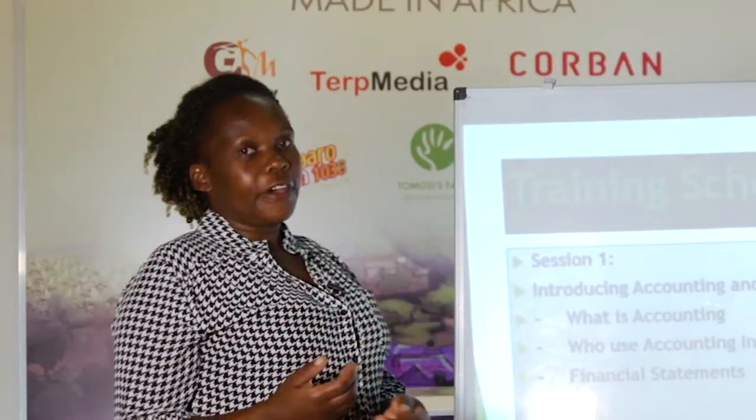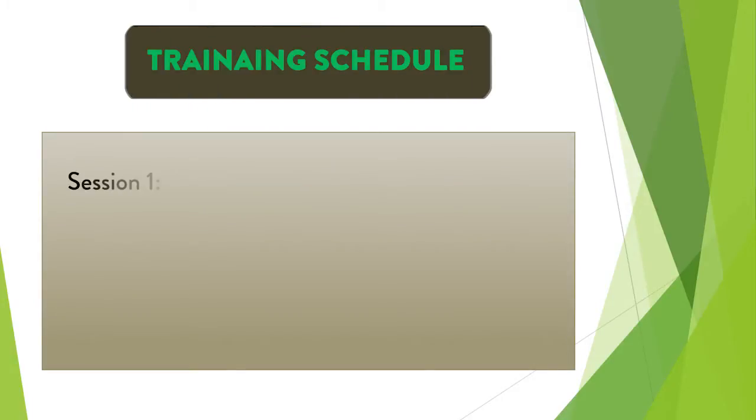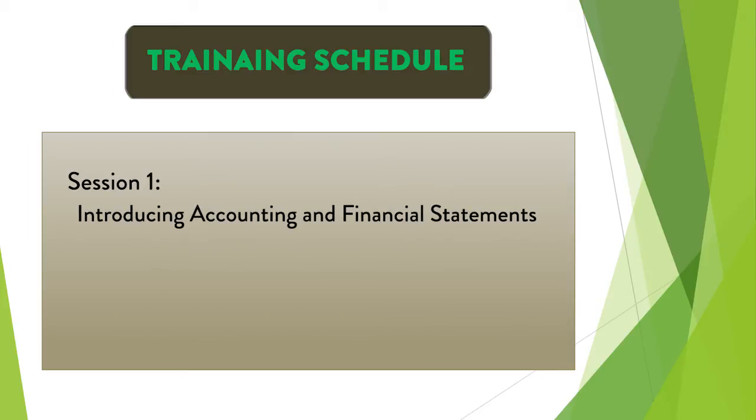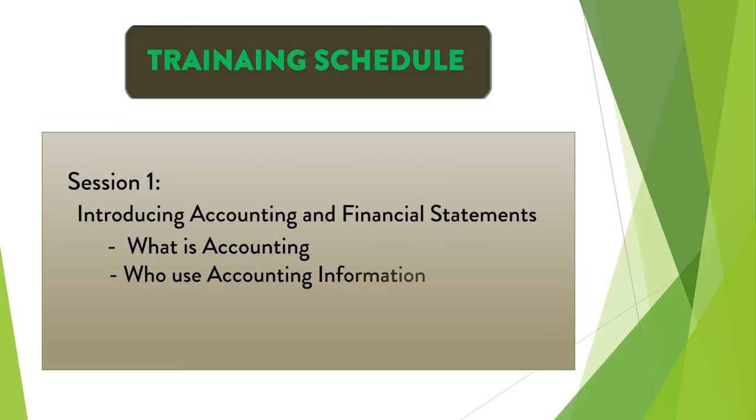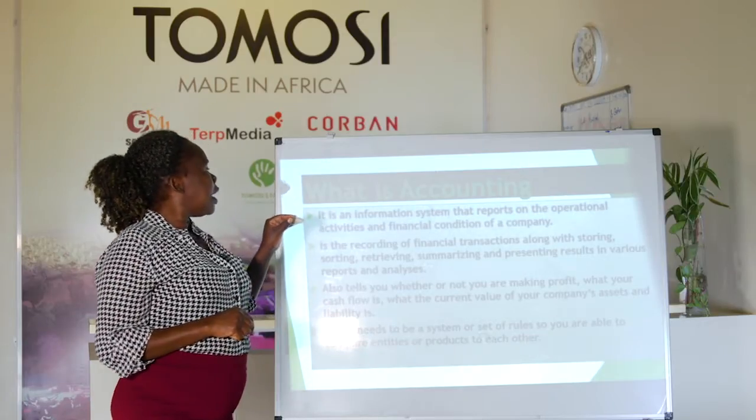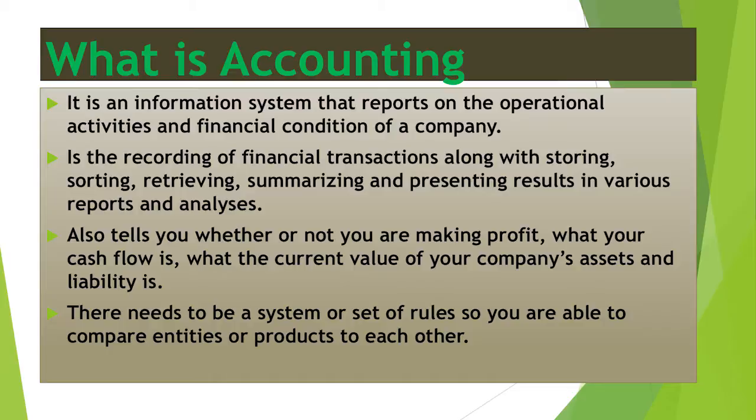We are now breaking it further down into sessions. Session 1, we are going to introduce accounting and financial statements, which entails what accounting is, who uses the accounting information, and financial statements. The users of accounting information are both internal and external. We are going to explore what accounting is. Accounting is an information system that reports on the operational activities and financial condition of a company.